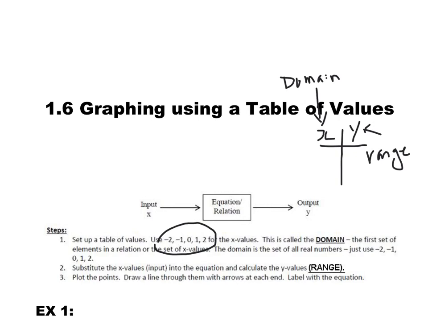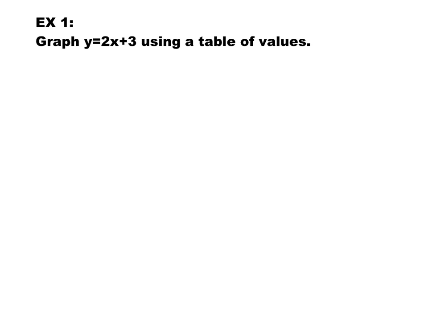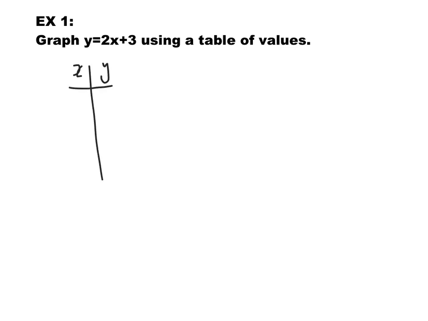So let's start doing a couple of examples here. The first example, we are supposed to graph the line y equals 2x plus 3. Again, we start with a table of values, x, y, and we use the values, as I said, -2, -1, 0, 1, and 2. Again, you can pick any values you want, not necessarily -2 to 2. Here, we are picking those values. Now, for each value of x, I'm going to find the value of y.